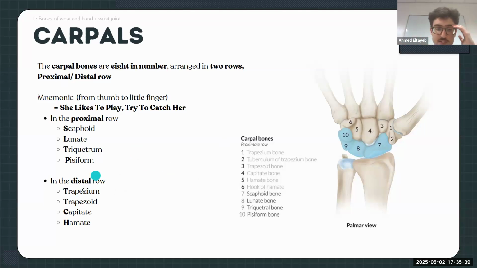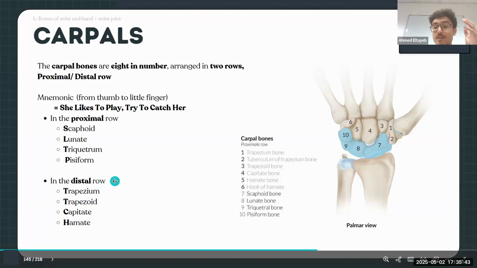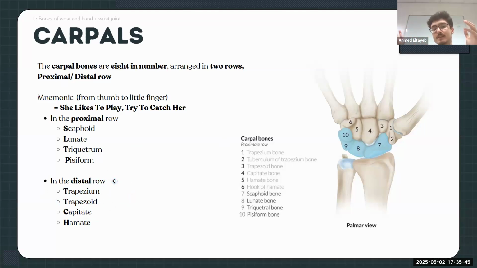But trapezium and trapezoid are also going to be in your distal row because they're together and you have two T's in that sentence, try to catch her. Whereas the first T, which is in the first sentence, she likes to play, is in your proximal row. So that's triquetrum. So one last time, let's not waste so much time here.